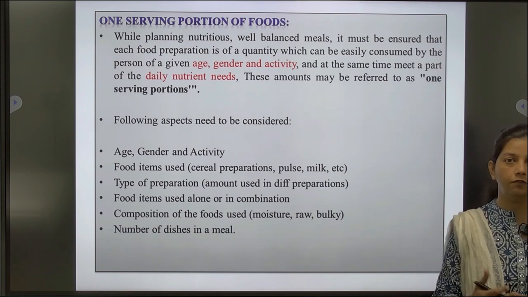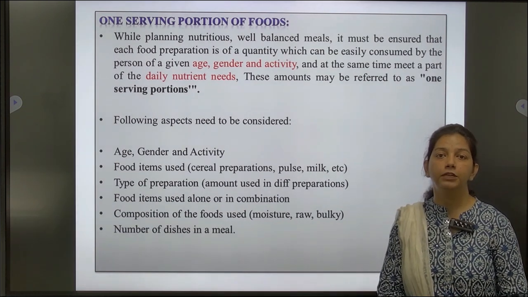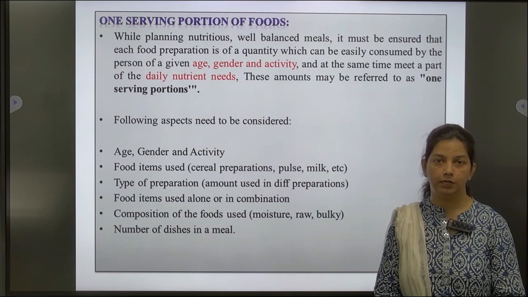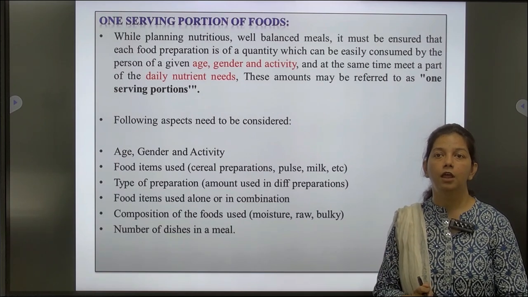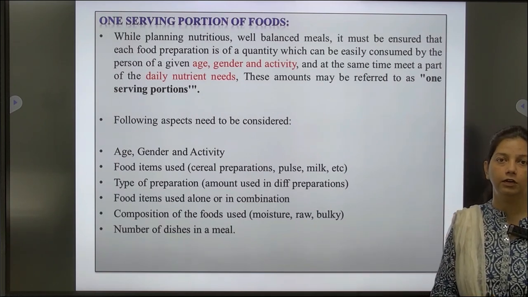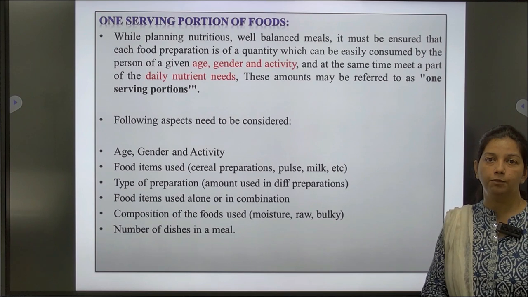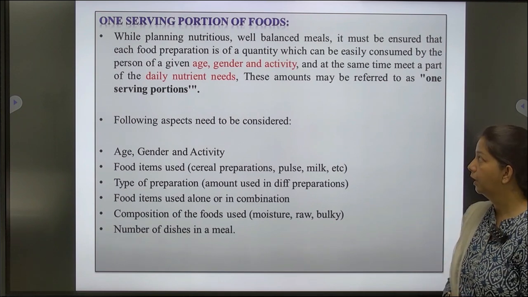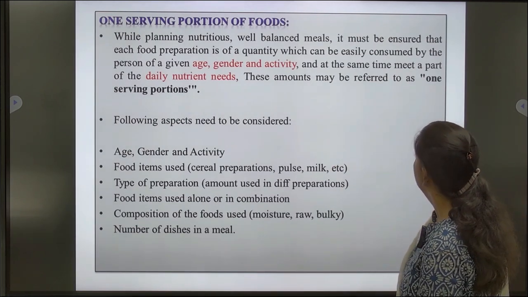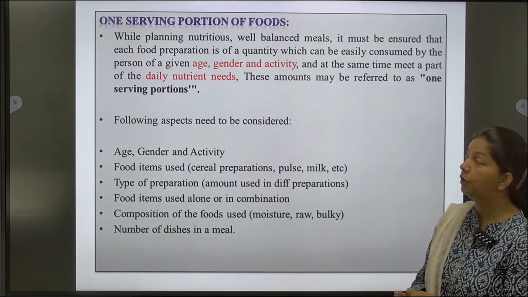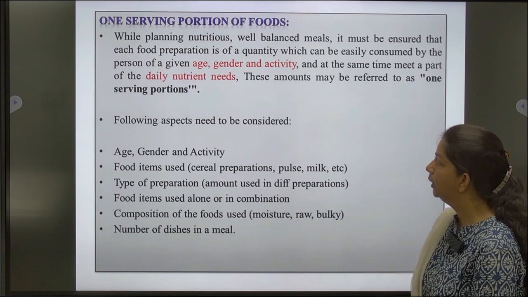We are taking cereals, we are taking proteins, we are taking fruits and vegetables. But we have to mention the one serving for a particular person, like one serving of cereals of 20 grams. So we can take at least 8 to 10 servings of cereal depending upon the RDA of that person, the dietary recommended allowances of that person, their activity levels and their age group. So one serving depends upon the age, gender and activity of that person to meet the daily nutrient requirement. And it is always one serving portion for a particular person.